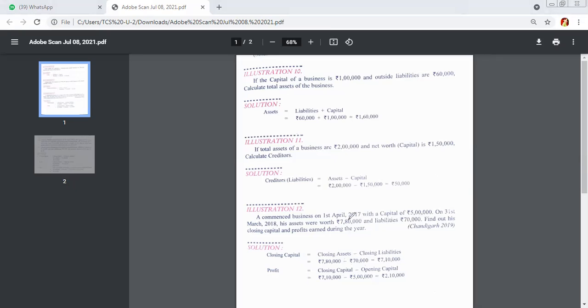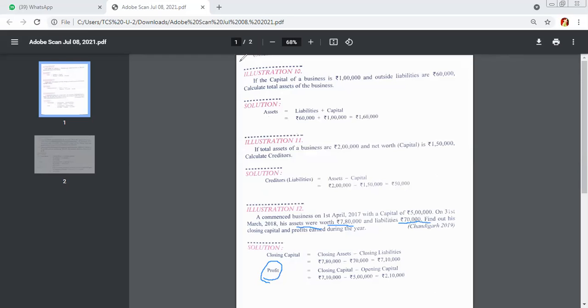The closing assets given to us are 7,80,000. And the closing liability given is 70,000. So in this way, you can find out the closing capital. And always remember, the difference between closing capital and opening capital is our profit. So if you want to calculate the profit during the year, it can be calculated as closing capital minus opening capital, in case the capitals are given to you.